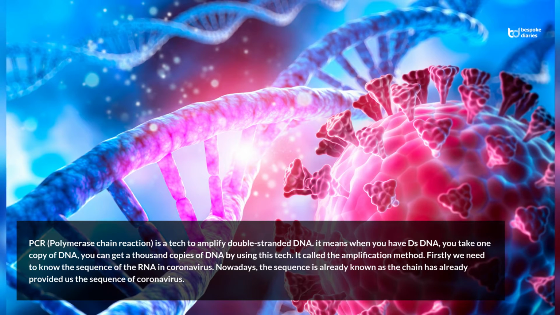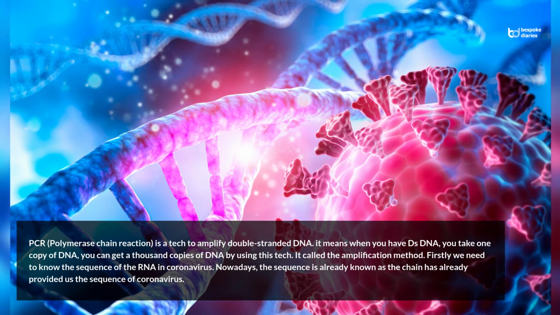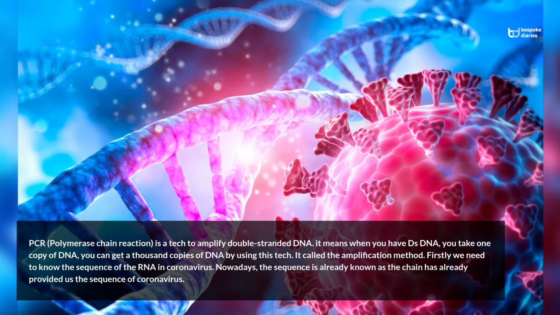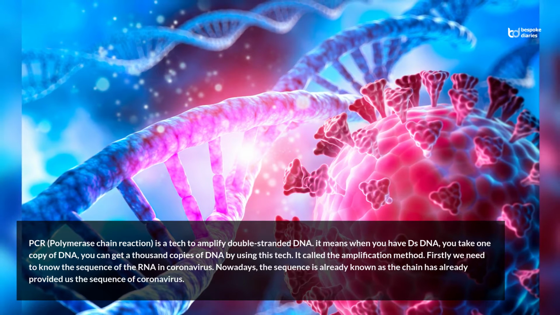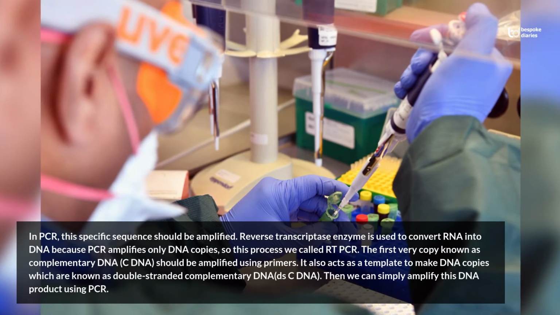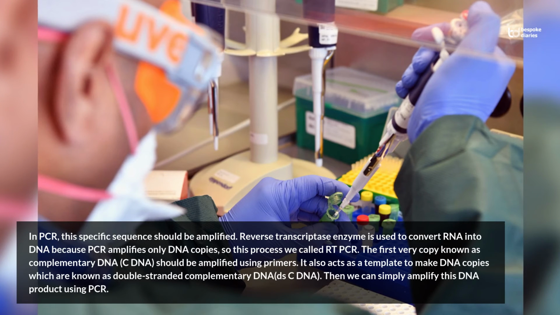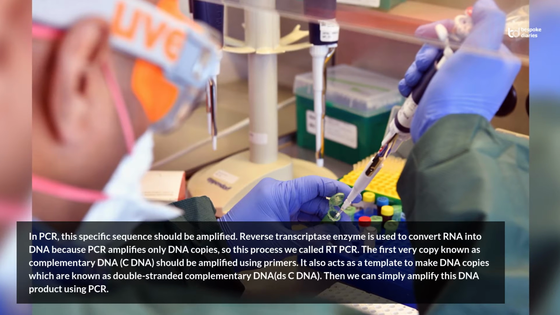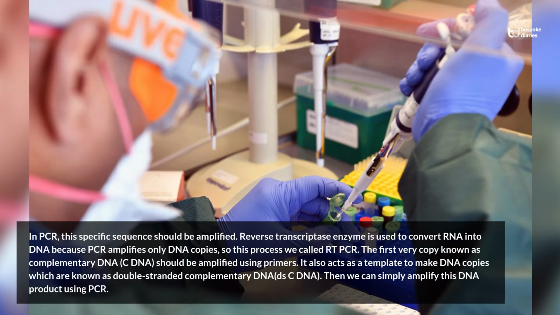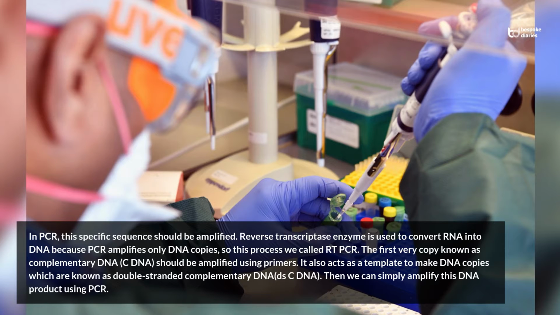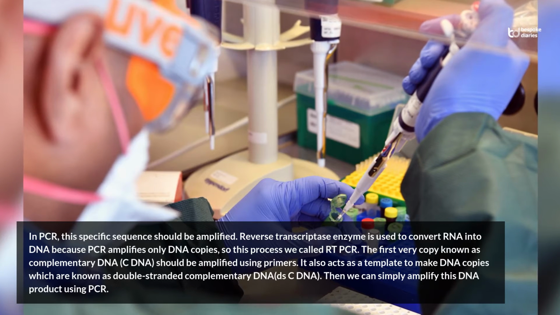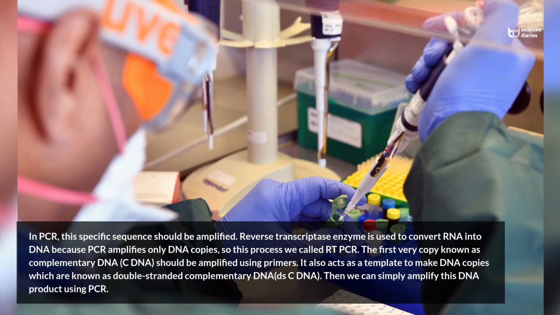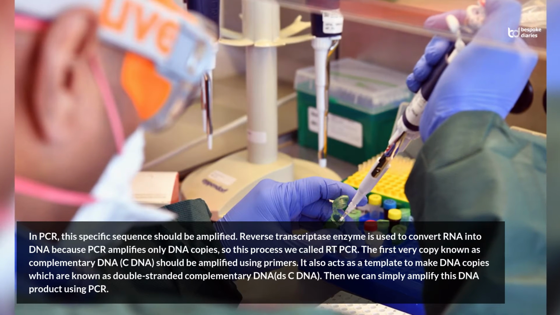Firstly, we need to know the sequence of the RNA in coronavirus. Nowadays, the sequence is already known, as China has already provided us the sequence of coronavirus. In PCR, this specific sequence should be amplified. Reverse transcriptase enzyme is used to convert RNA into DNA, because PCR amplifies only DNA copies, so this process we call RT-PCR. The first copy, known as complementary DNA, cDNA, should be amplified using primers.